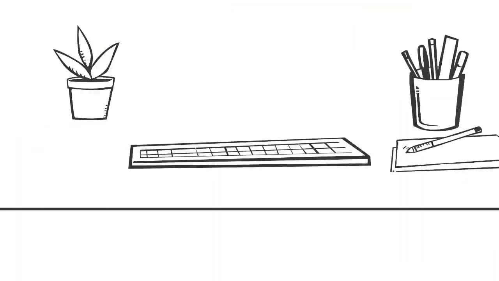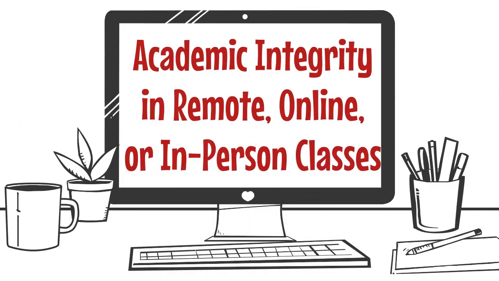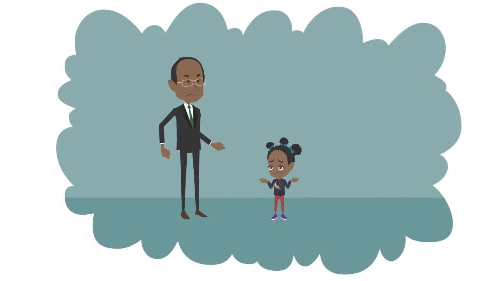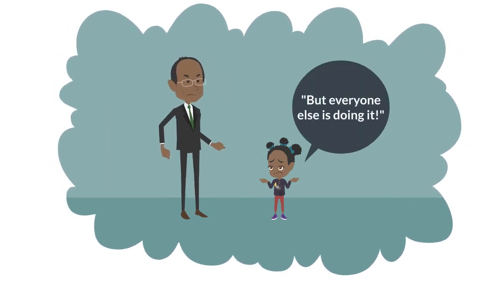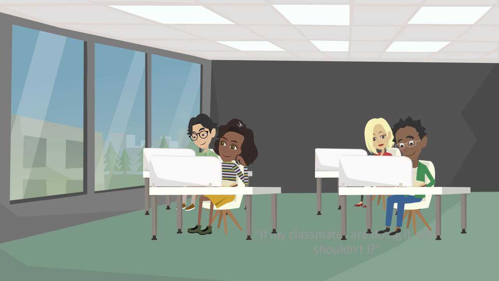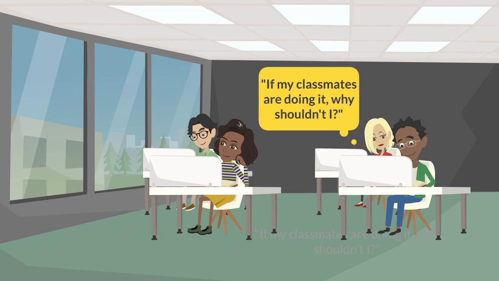In this video, we're going to cover academic integrity. You may remember as a kid defending a bad decision to an adult by saying, "But everyone else is doing it." Today, as a student in an online or remote class or an in-person class, you may be tempted again to participate in questionable behavior because you see your classmates doing it. After all, if my classmates are doing it, why shouldn't I?